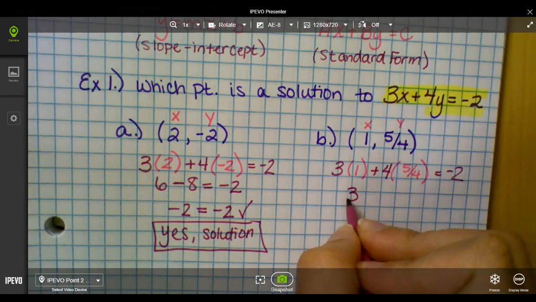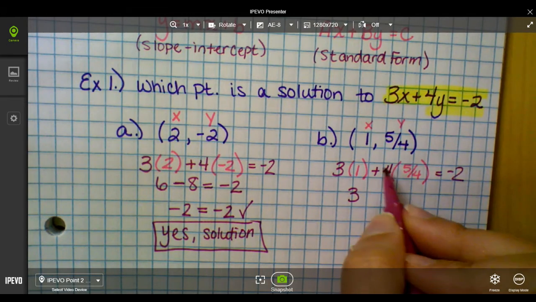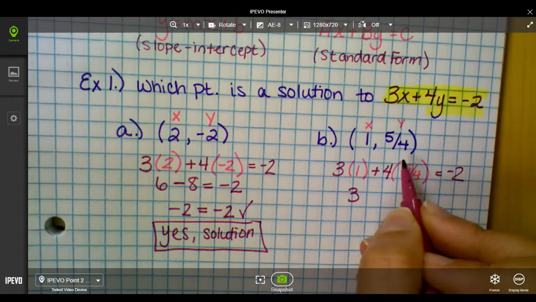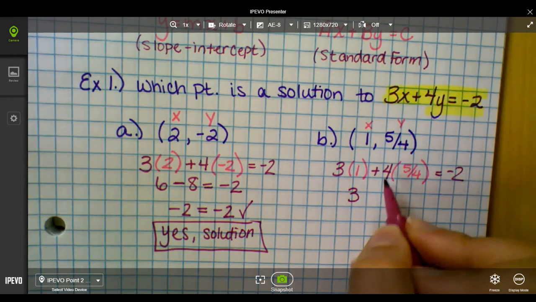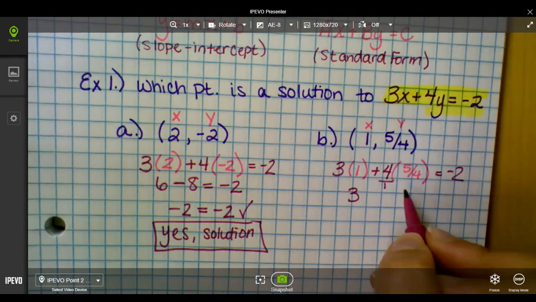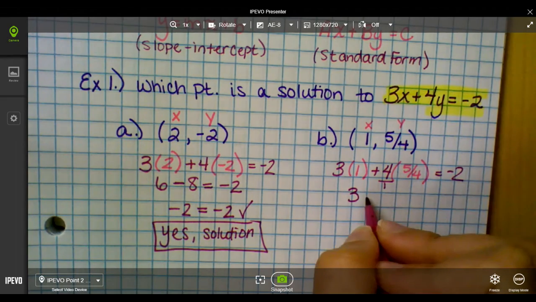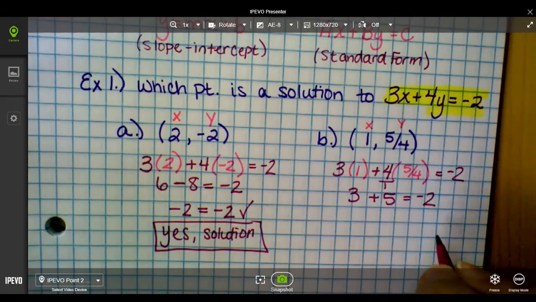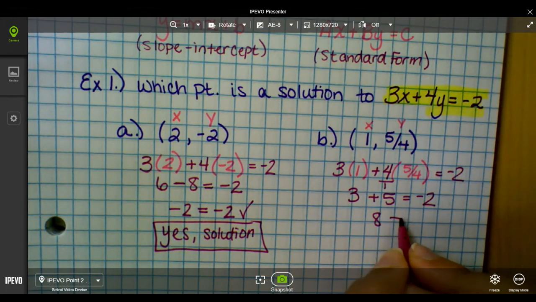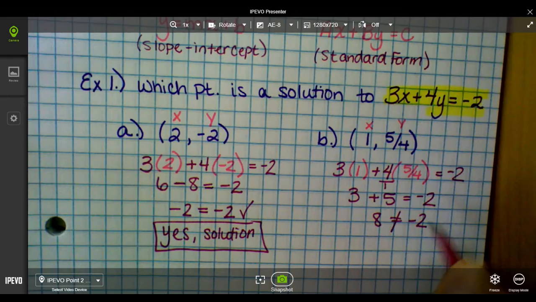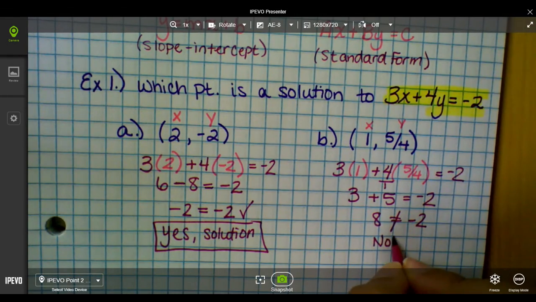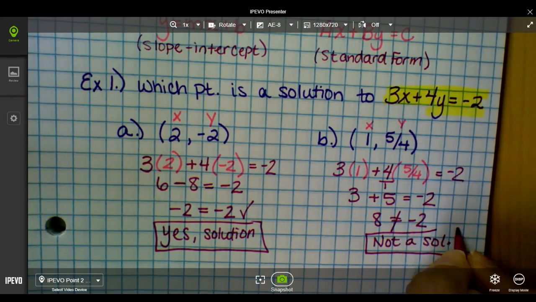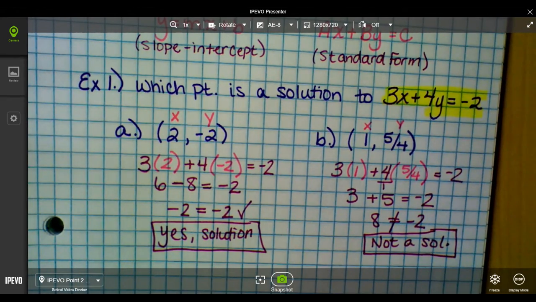So 3 times 1 is just 3. Whenever you're doing this, when our whole number is the same as the denominator, remember that they cancel out, because this is technically 4/1. So anything in the numerator is going to cancel out with anything in the denominator. So this is just going to be 5. Then I have to see if that's equal to -2. 3 plus 5 is 8, which does not equal -2. So this is not a solution. And that's pretty much all that is.